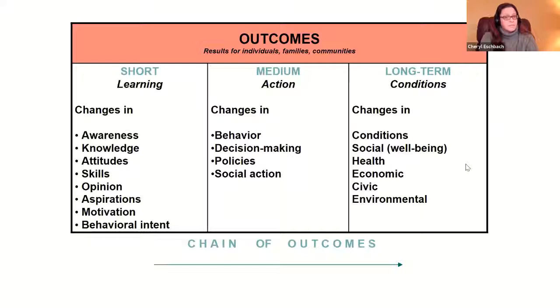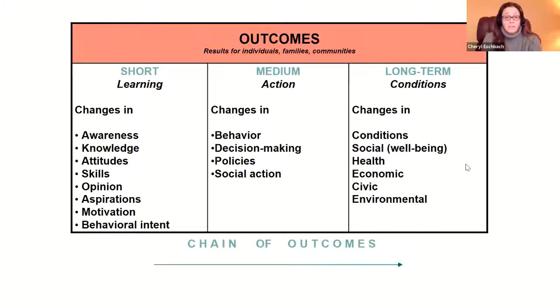And then outcomes are a chain of outcomes, or a continuum. They go from short to long term. Just like there are many words for a program logic model, there are also a lot of different words for outcomes, but this shows how the words still line up with the same kind of meaning. So you'll hear short term and then you'll hear learning outcomes, and typically those are the same level of outcomes. It's changes in knowledge and attitudes and opinions.